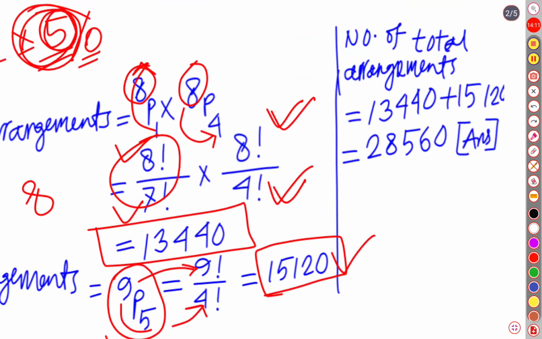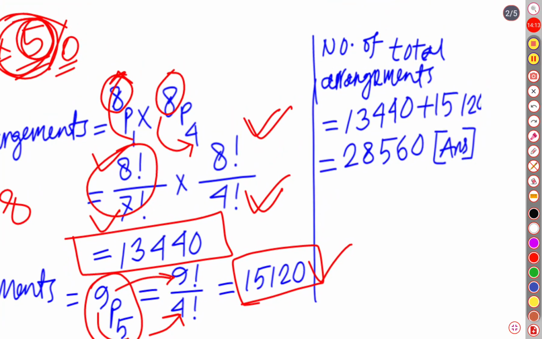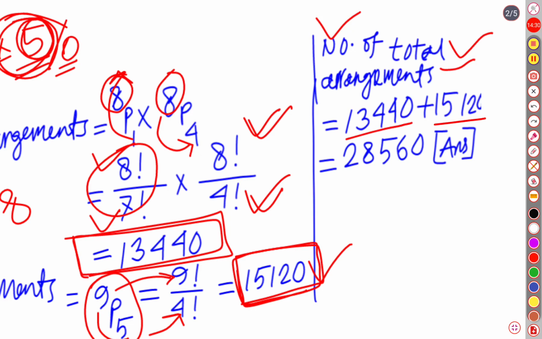So initially, in the first case we have got 13,440, and in the second case we have got 15,120 arrangements. So if we add up total arrangements, we will write number of total arrangements is equal to first quantity plus second quantity is equal to 28,560. I think you have understood at least to some extent.